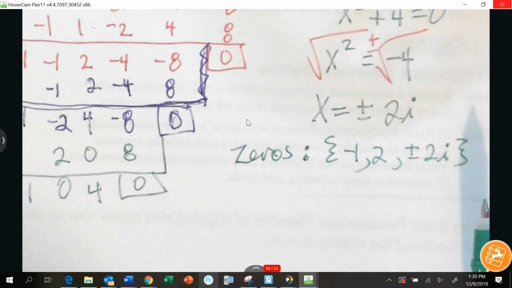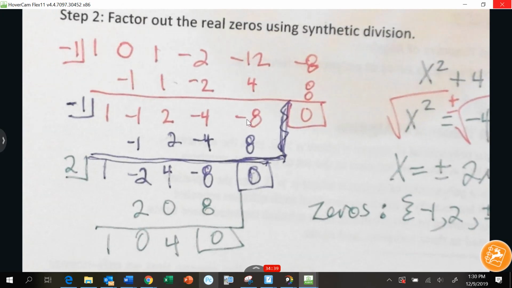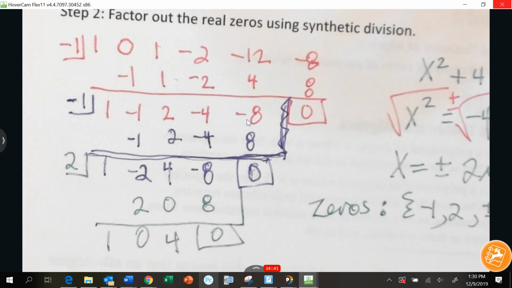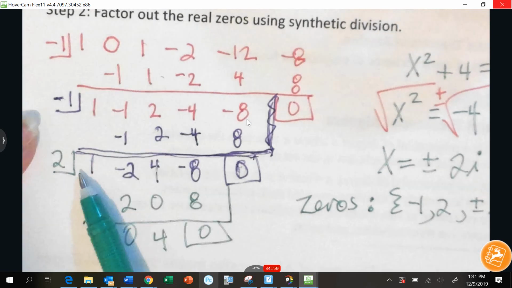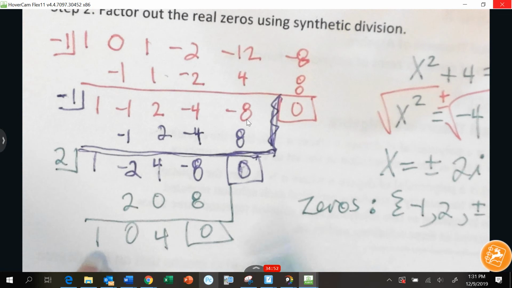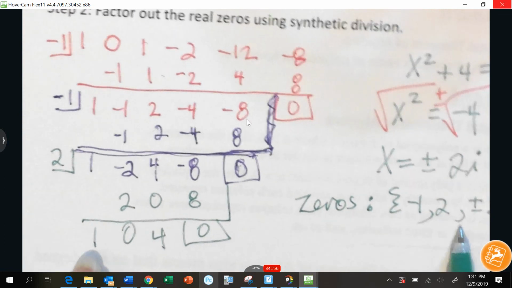Once you divide out the -1 twice and the 2, then you're done. You lost me at once you multiply. I meant to say once you divide. Once you divide these out, you just solve whatever is left over, and that's your answer. Yeah, for zeros, if it asks for zeros.